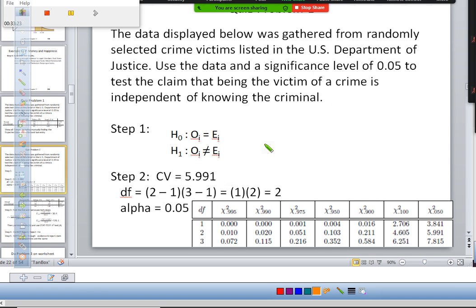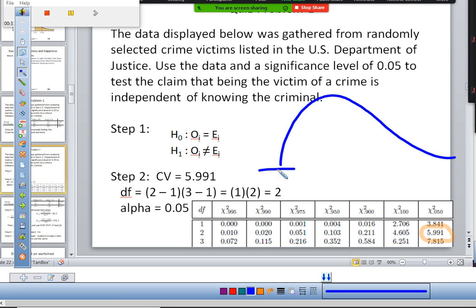Step 2, my alpha is 0.05, and my degrees of freedom is 2 rows, 3 columns, so 2 minus 1 times 3 minus 1 is 2. So degrees of freedom 2, alpha 0.05, this one right here, 5.991, that's my critical value. And then I'm going to draw a picture. 5.991, and I'm going to shade on that side.